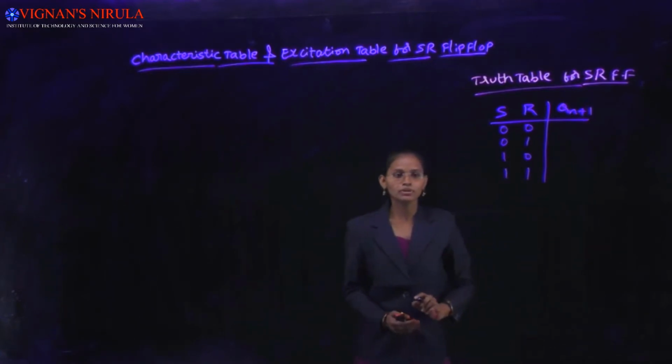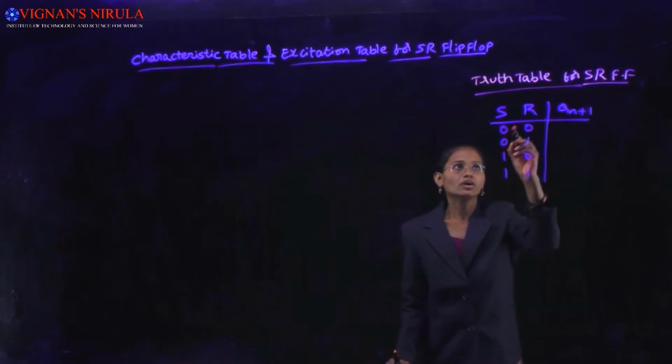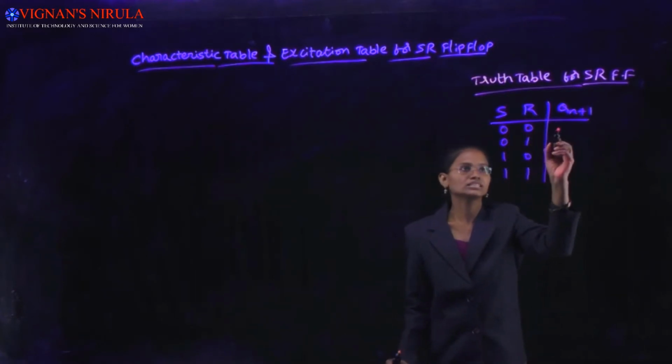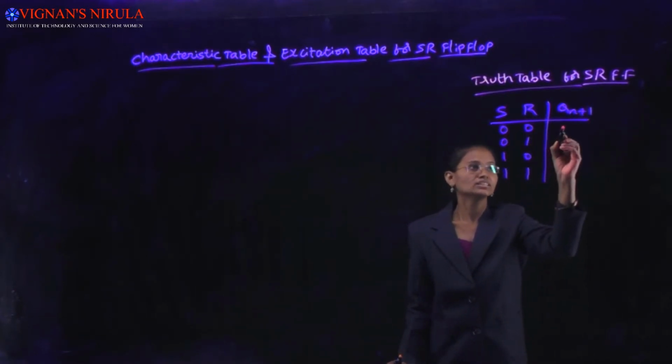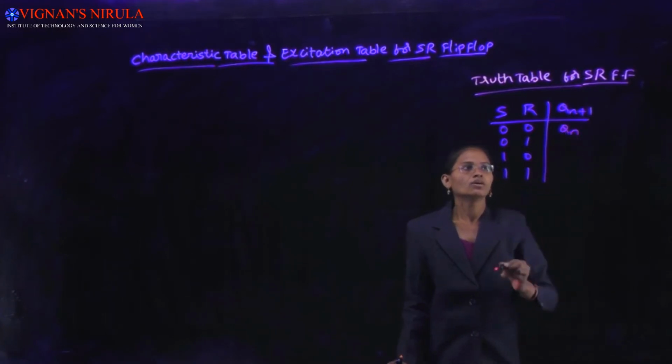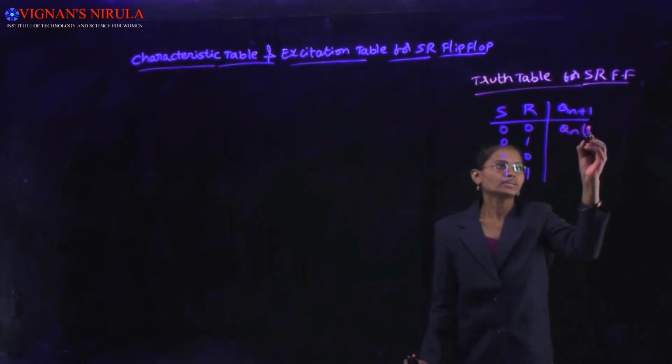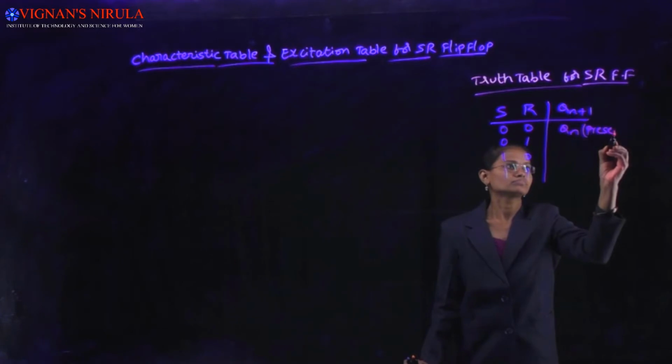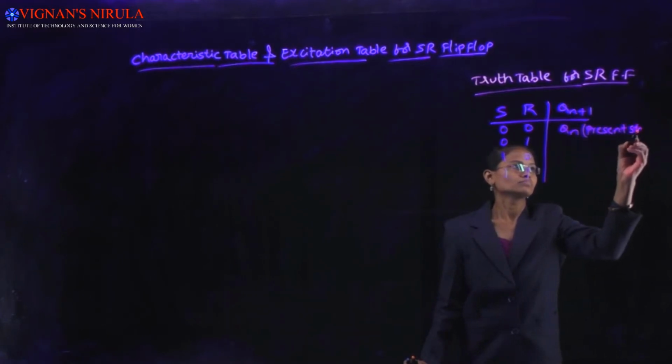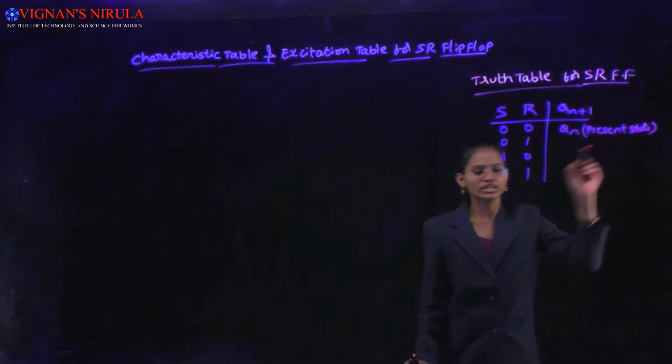In the truth table, as you learned before this video, here S is 0 and R is also 0. This is the no change state. That is the Qn. Qn is the present state. This is the no change state.